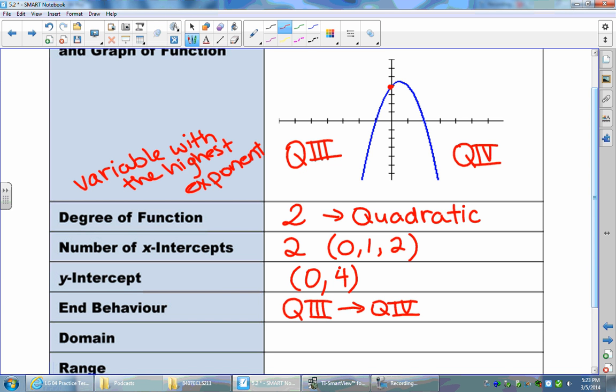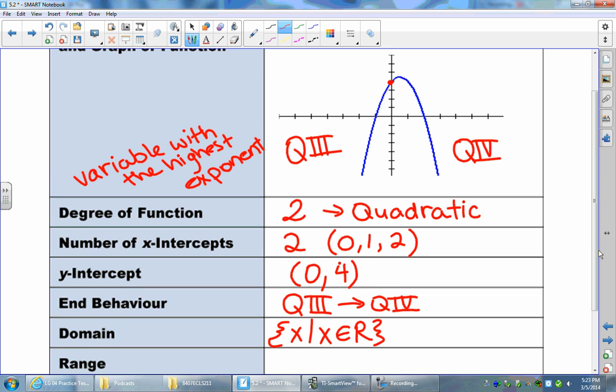Now our domain here is easy for all parabolas. We can see that this graph continues extending out to the right and it continues extending out to the left. So that means that x can be any value. X is an element of the reals because x just keeps on extending out and getting bigger as we move to the right and smaller as we move to the left.